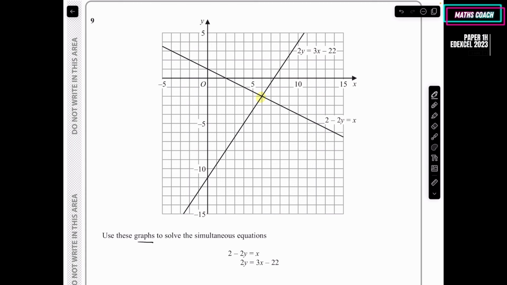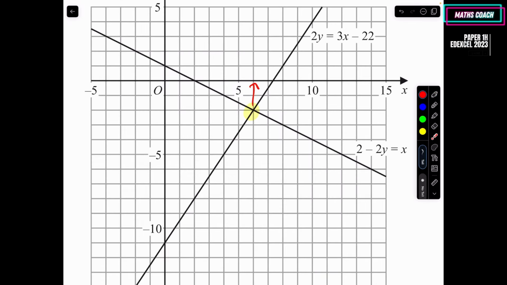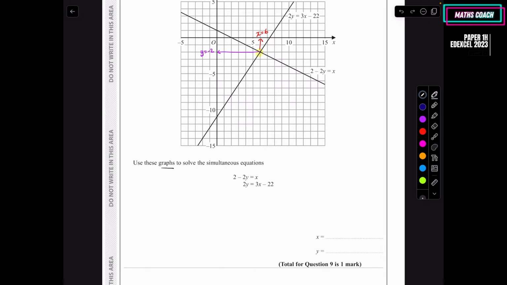So it's simply just reading the x and the y coordinates right there. So this is our x coordinate. Let's work this out first. That's 5, so 1, 2, 3, 4, 5, that's 6. So x is equal to 6. And if we go across here, that's our y coordinate. Again, this is minus 5, so each one of these is minus 1. So that is minus 2. So y is equal to minus 2. So our final answer, x is equal to 6 and y is equal to minus 2.